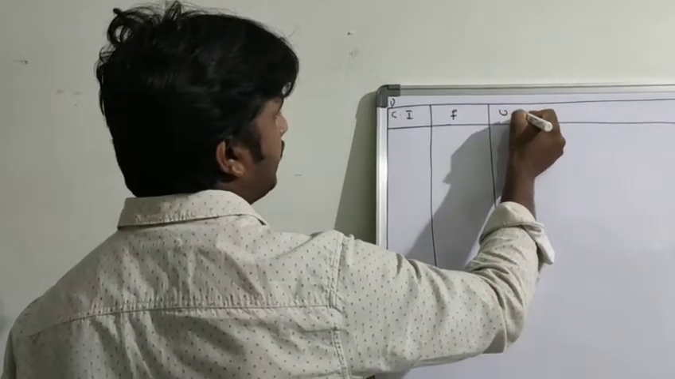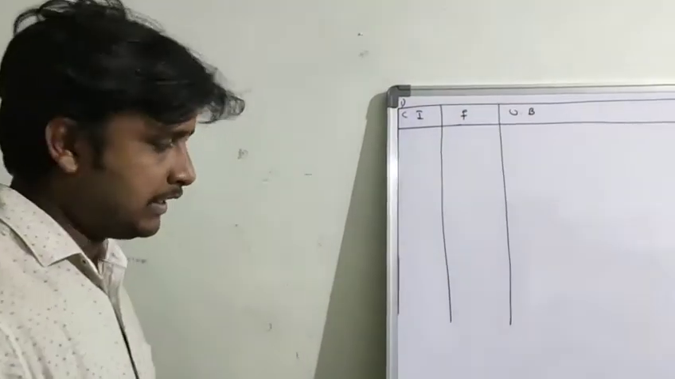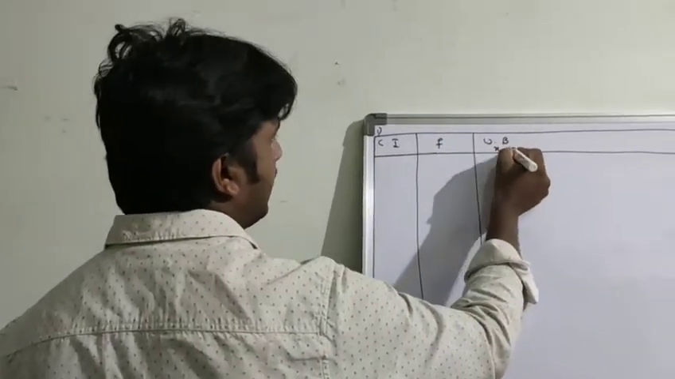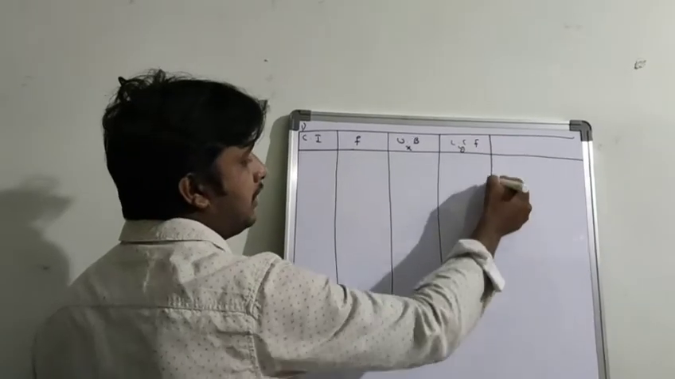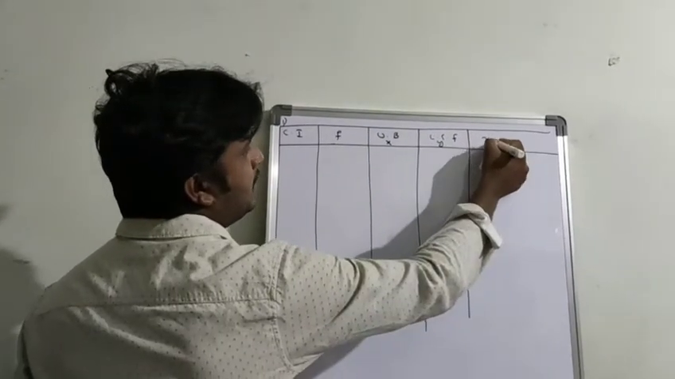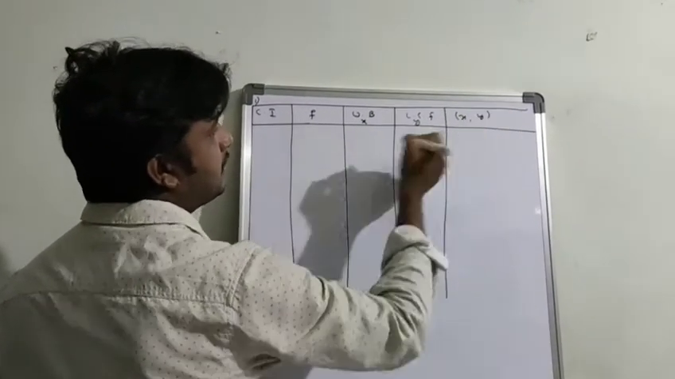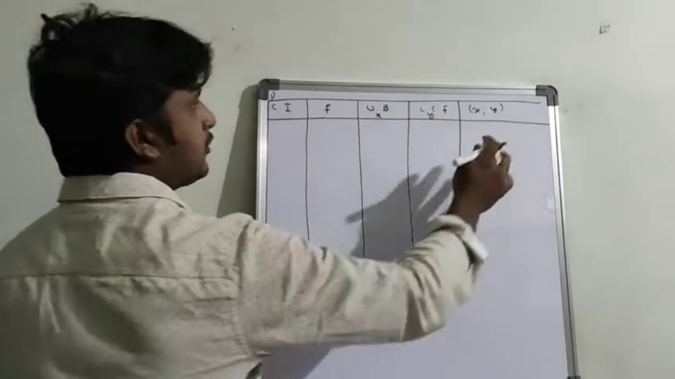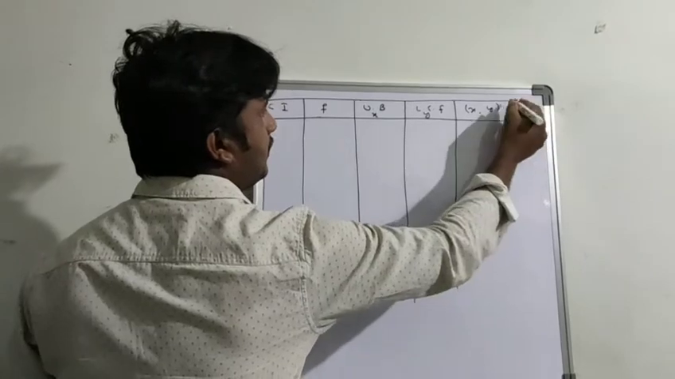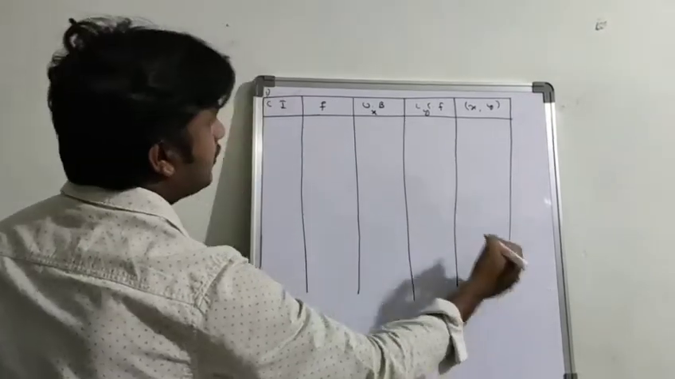So here you have to write the upper boundaries column, and it is treated as the x coordinate. You can see, this value is y, and these x comma y points you have to consider. These points you have to plot on the graph, so these points are very important.